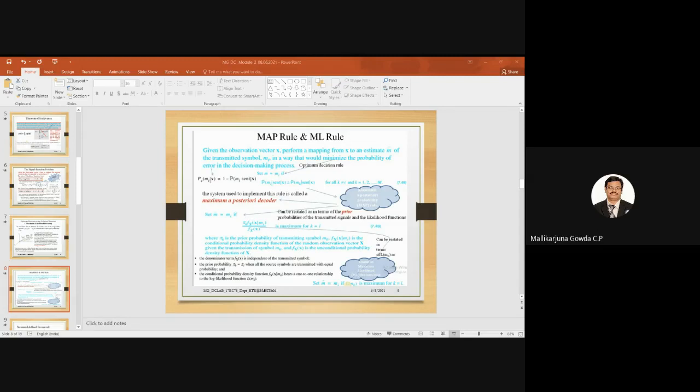Which is equal to, I said, 1 minus the average probability of correct decision. This is the average probability of correct decision. I said this has to be minimized. The LHS term has to be minimized. Then only I can say the receiver is good.